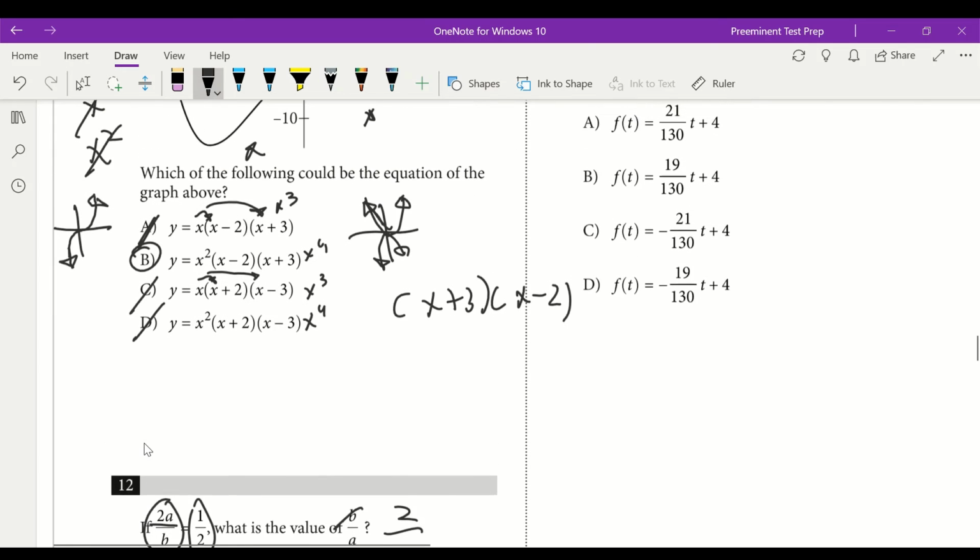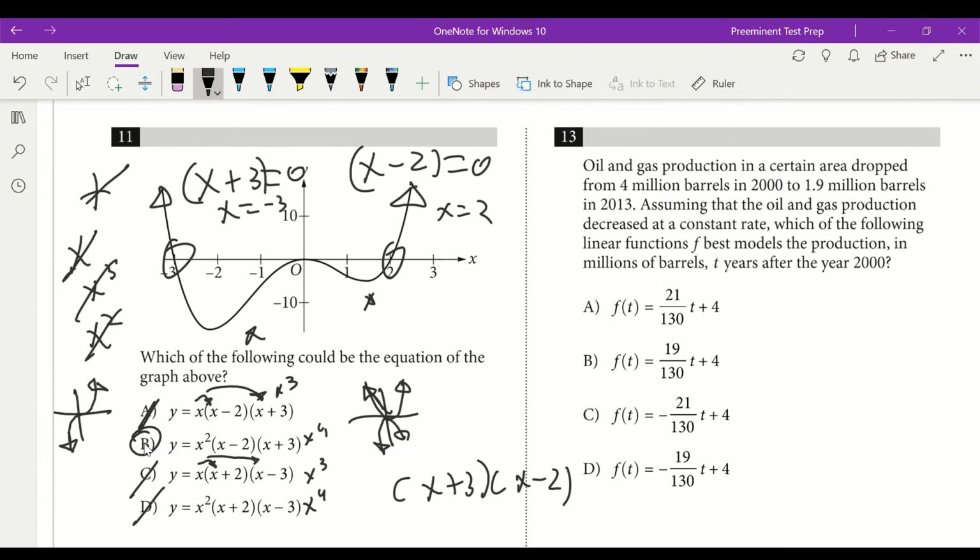Question 13. Oil and gas production in a certain area dropped from 4 million barrels in 2000 to 1.9 million barrels in 2013. Okay, I see we dropped from 4 million to 1.9. That's a drop of negative 2.1 million barrels. And I see that that occurred from 2000 to 2013, so over 13 years.